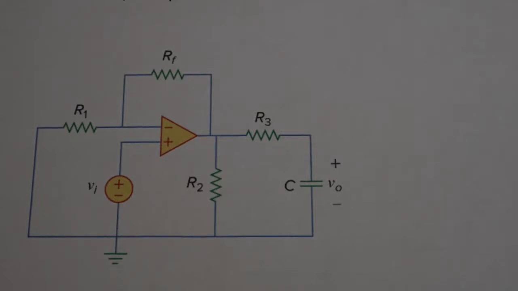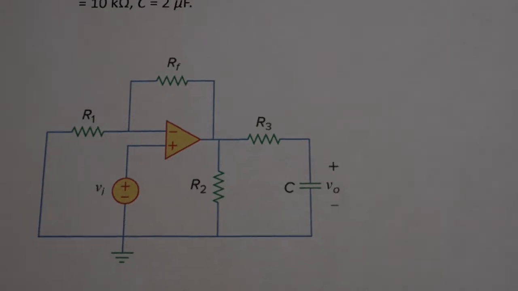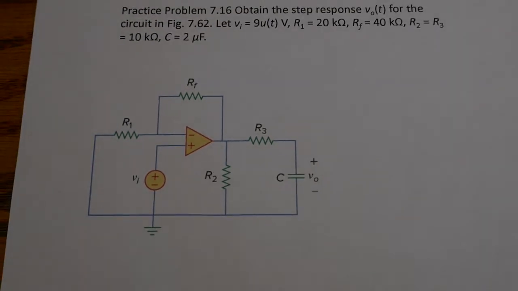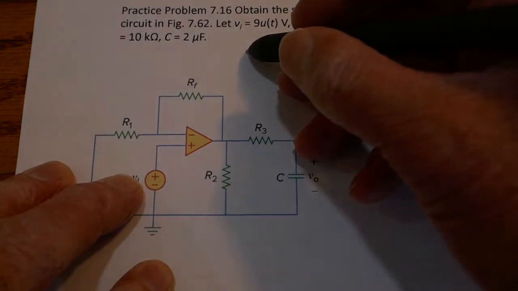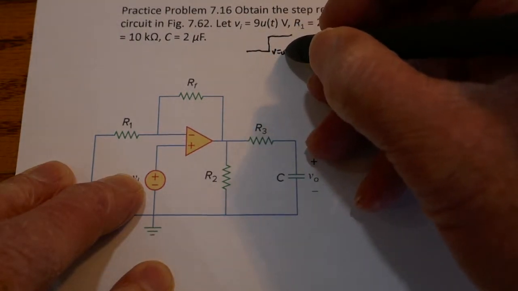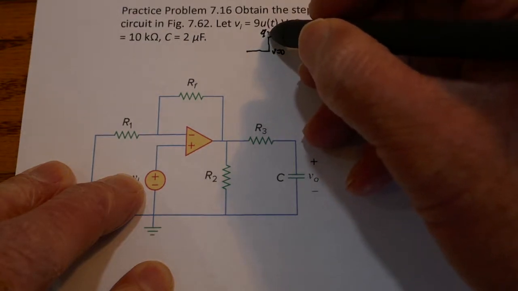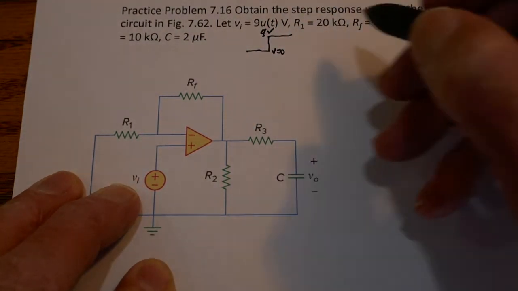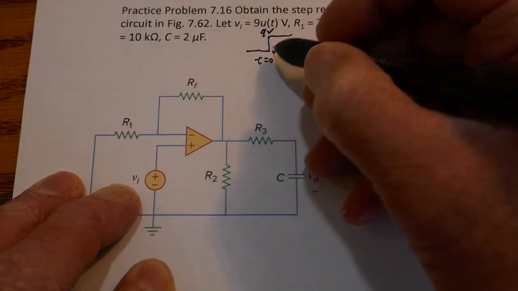Here we're looking at practice problem 7.16. The initial conditions shown here. So we have a step response, VI, which is 9 u(t). That means it's 0 until t equals 0, and then it is a step function up to 9 volts. So that looks like this. So V is equal to 0, and it steps up to 9 volts right here at t equals 0.